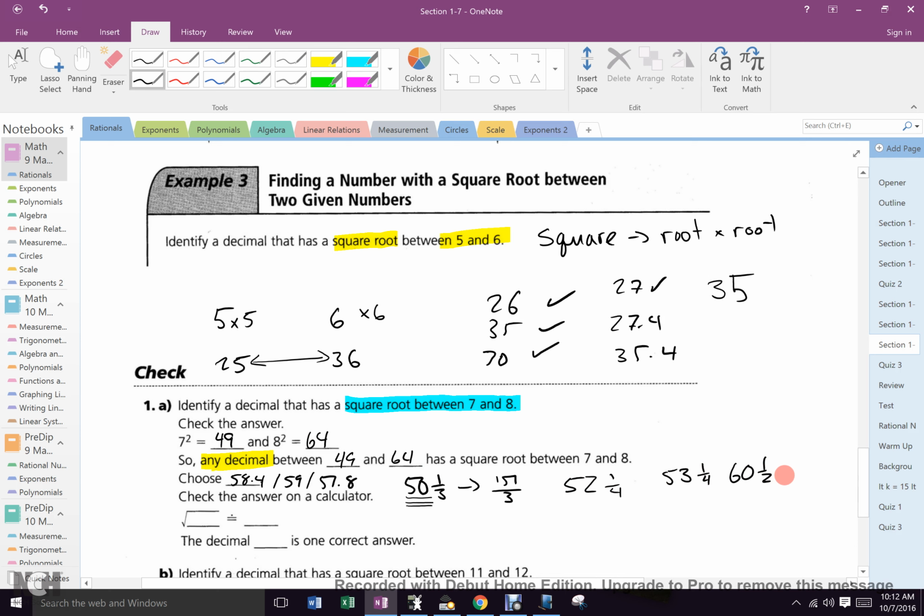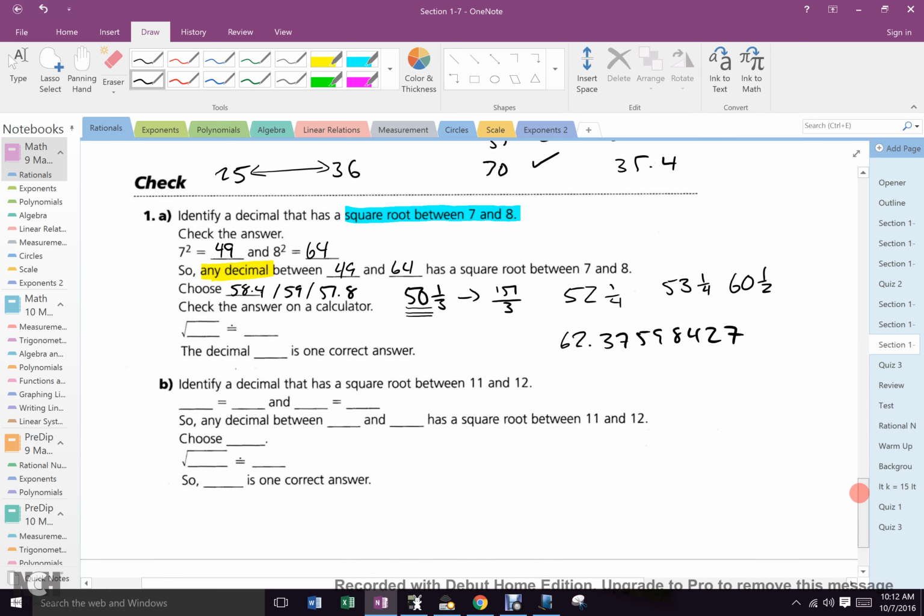Yeah. Okay. So I'm not going to fill in this part because any number between 49 and 64 will work, won't it? Any number. Would this work? 62.3759847. Is that going to be a right answer? Yes. Why? Because it's between 49 and 64. Got it? Okay. You guys try the next one.